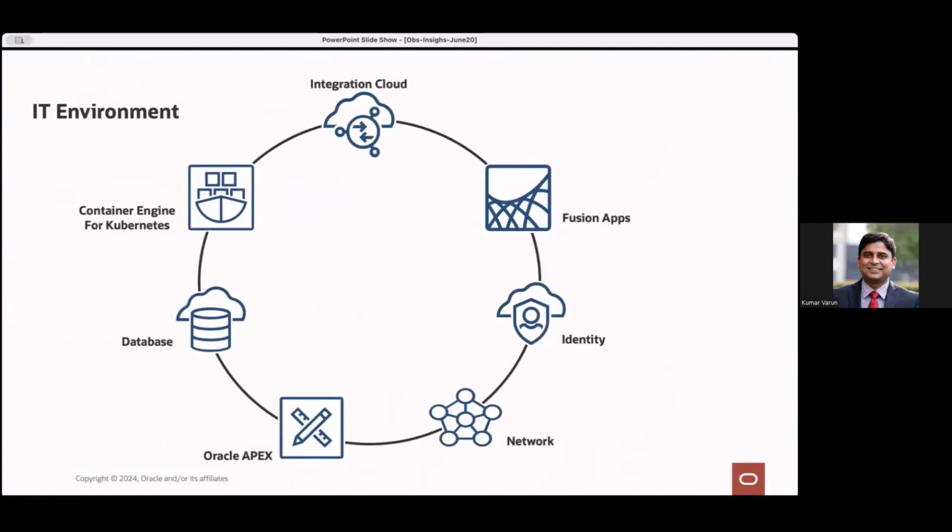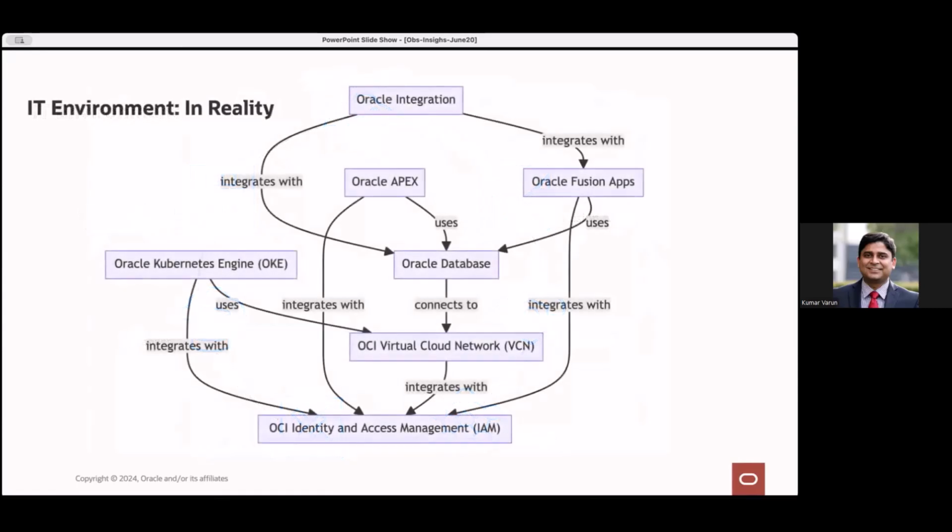So when we look at the IT environment, it consists of Fusion apps, your identity and access management, Oracle Apex, database, OKE, or any other Kubernetes environment, your network and integration cloud. But when we are talking to different teams, there are multiple teams involved: network teams, cloud admins, sysadmins, platform admins, and integration developers. You have application developers. So actually, the environment in reality looks something like this.